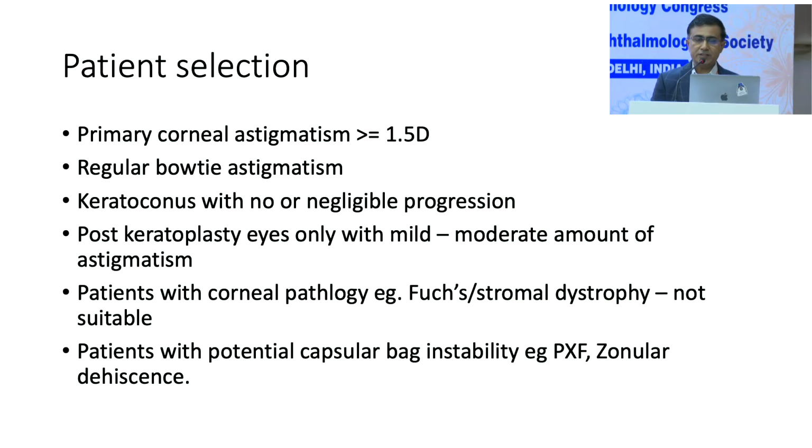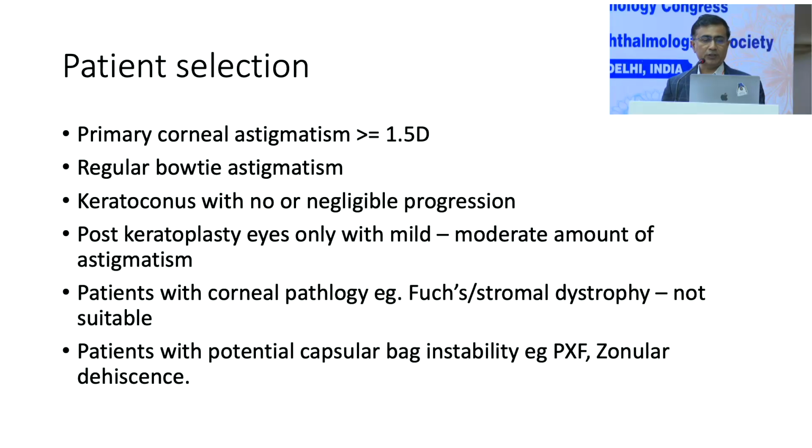But patient selection is very important. The patient should have a primary corneal type of astigmatism, not lenticular or other types of astigmatism. It should be a regular bow tie type of astigmatism. Keratoconus with no or negligible progression. There should not be any progression in keratoconus. Post keratoplasty eyes only with mild to moderate amount of astigmatism.